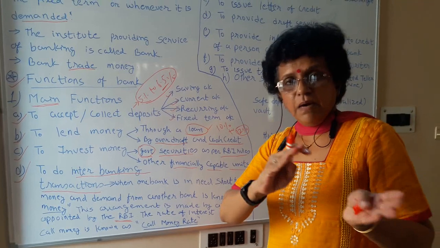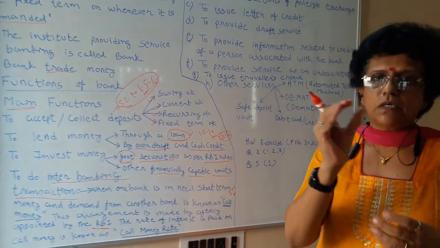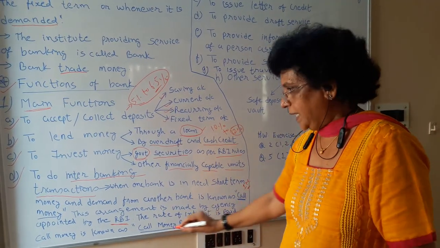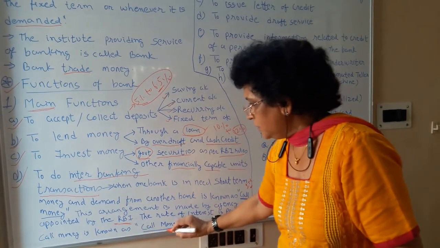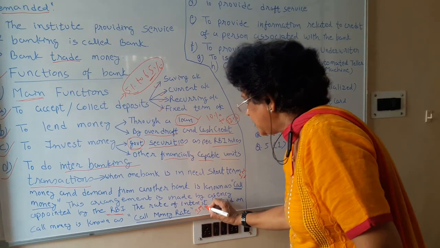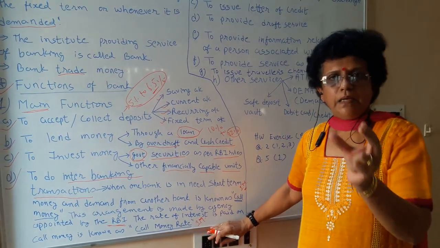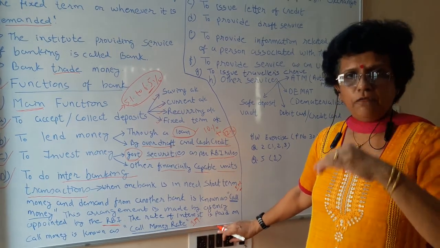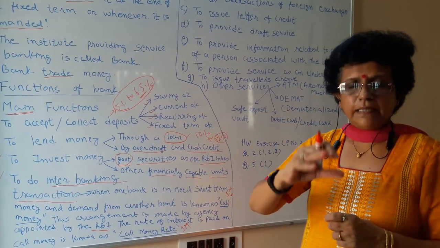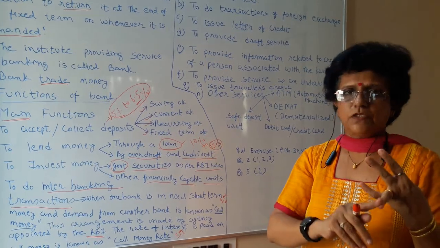Now the demand and supply will decide the rate of interest on such short-term call money. The rate of interest paid on call money is known as the call money rate. Again for 1 mark you have to write what you mean by call money rate. The rate which is paid by the bank that is in need of money to the other bank that is giving the money, and that rate is decided according to demand, supply and situation.